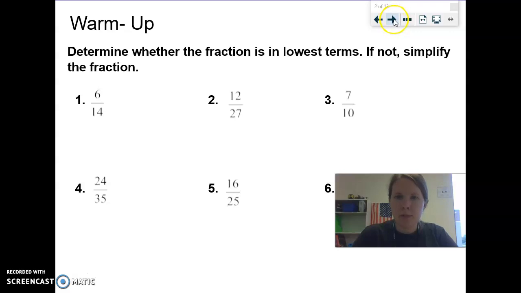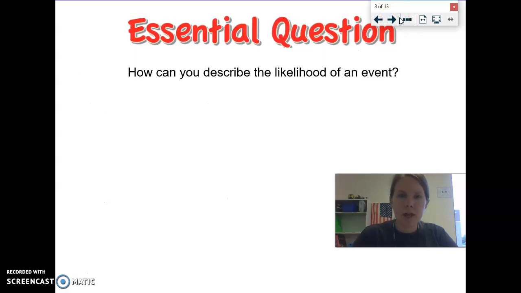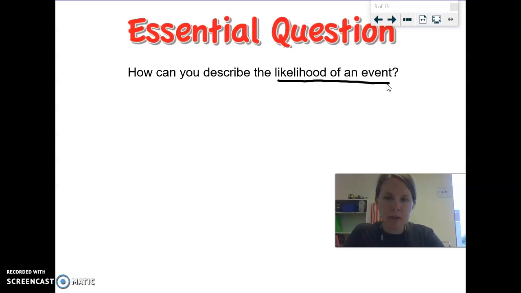Skipping our warm-up. So our question is, how can you describe the likelihood of an event? So how likely is something going to be to happen? We're actually going to look at a scale on how we can decide if it's likely, most likely, unlikely, depending on the measurements they give us.